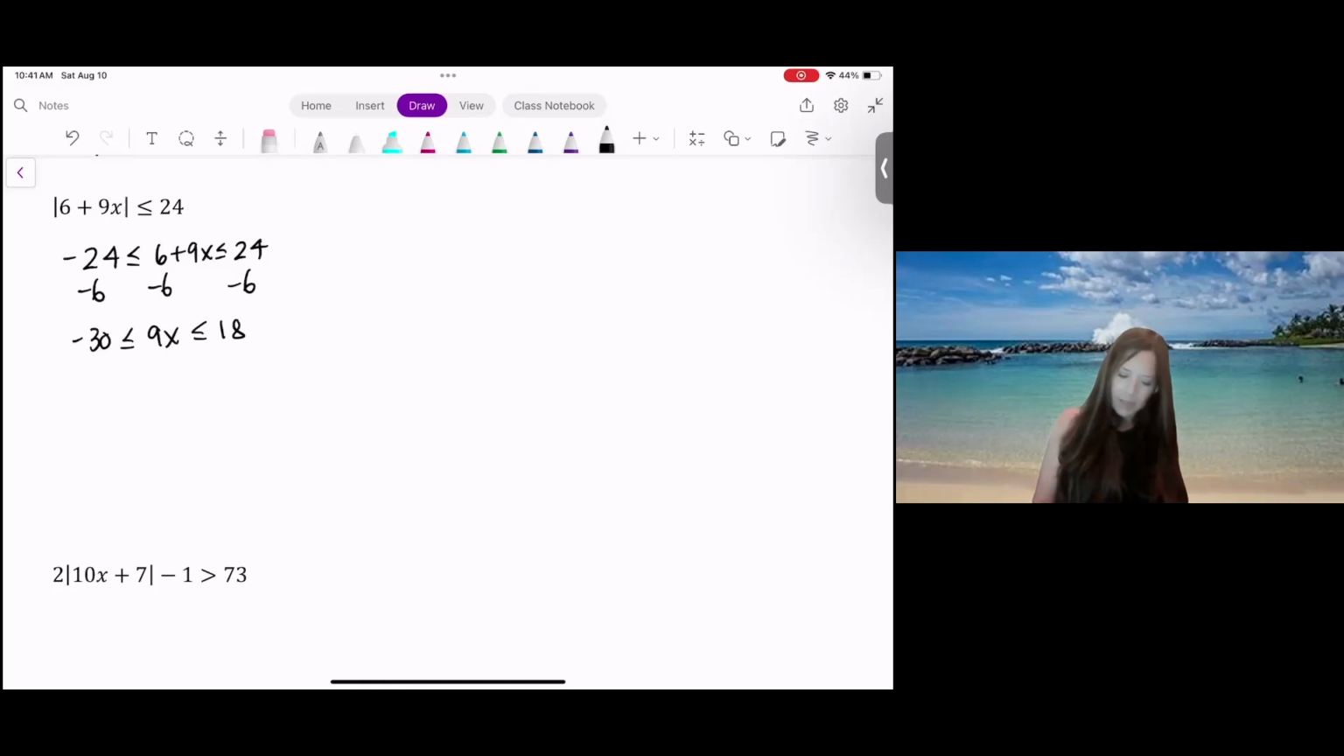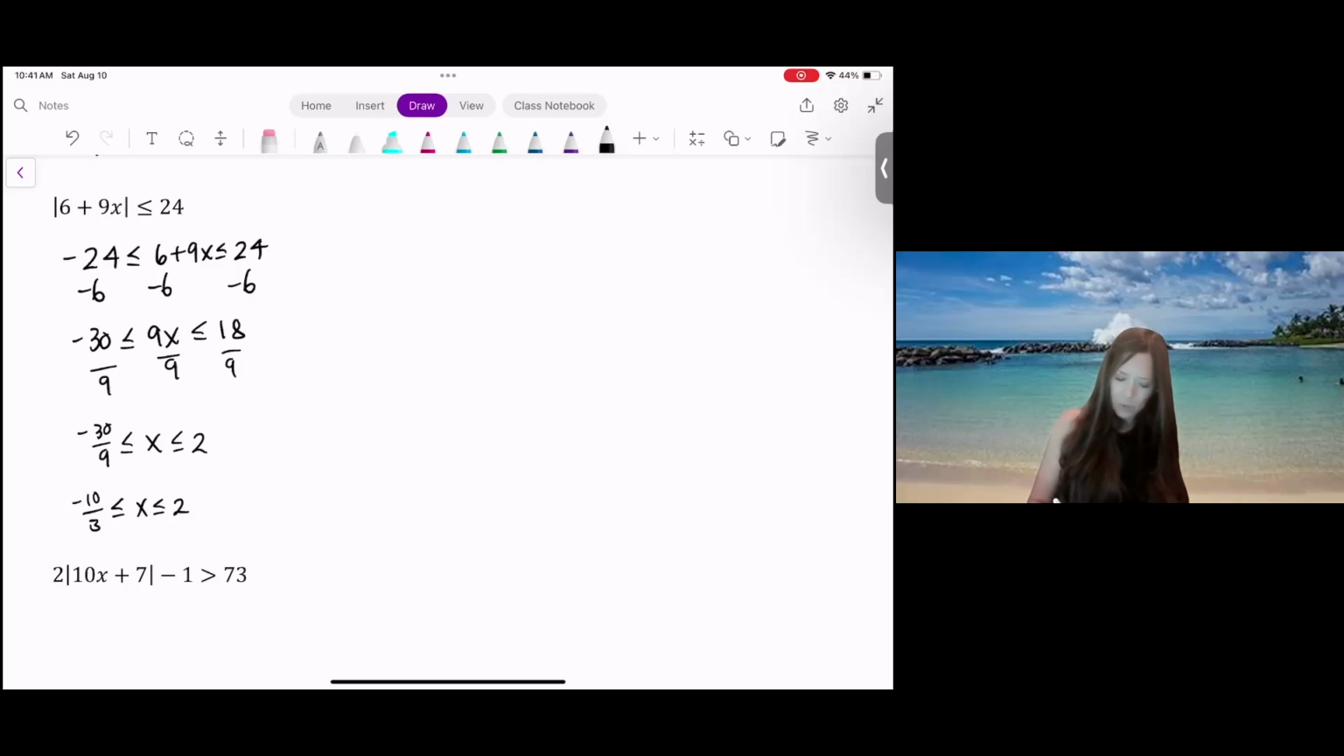Divide each piece by 9. And I get -30 is less than or equal to x is less than or equal to 2. And -30 can be reduced by 3. That's -10/3.